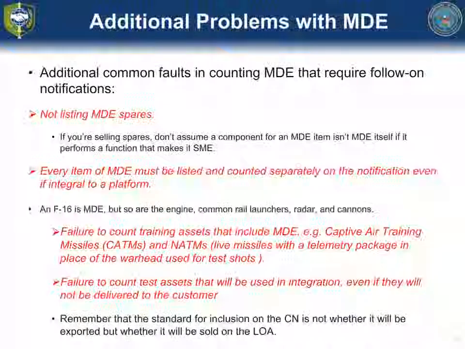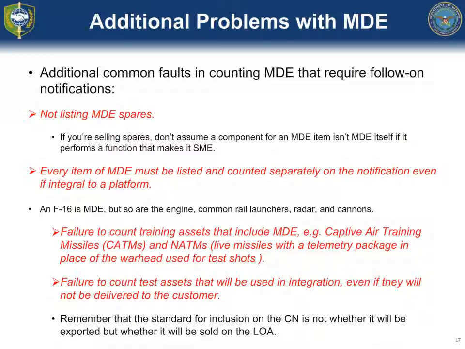So how do I spot a potential problem? Additional common problems in counting MDE that require follow-on notifications can include things like this, not listing MDE spares. As an example, if you look at a missile system, and if you look at Category 4 of the ITAR, you'll find that missile components are non-SME. But if you think about the guidance control unit of something like an AMRAAM, it has a radar, it guides a missile, and that component on its own is described under a different category of the ITAR, of the USML, Category 12, guidance control or missile control equipment.